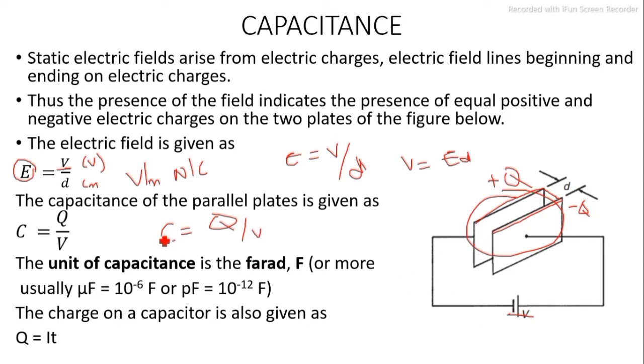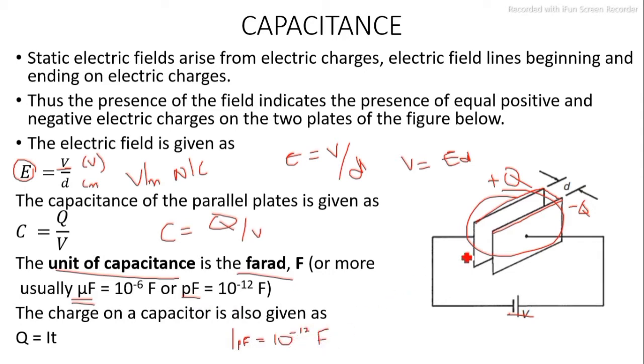So the unit for capacitance is what? Farad. But we used to use microfarad, and micro is 10 to the minus 6. Or we use picofarad. Pico is 10 to the minus 12. So you know that 1 picofarad is equal to 10 to the minus 12 farad.